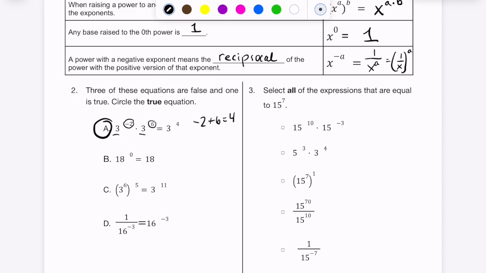We could also write this out, of course. 3 to the negative 2nd power in expanded form is like 1 divided by 3 times 3. And then 3 to the 6th power, we have 6 factors of 3. Okay, and then when we multiply that together, 3 divided by 3 would divide away to be 1. 3 divided by 3 would divide away to be 1. And we're left with 3 to the 4th in the numerator. Okay, so that's correct. You don't have to show work for it, just so you see it now.